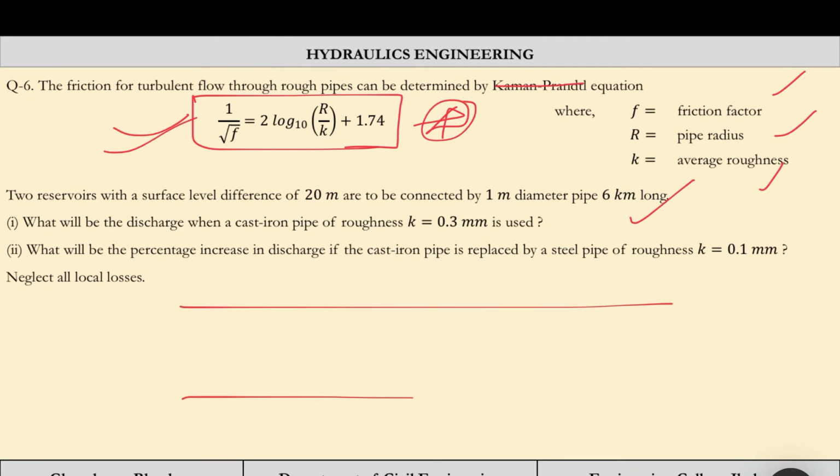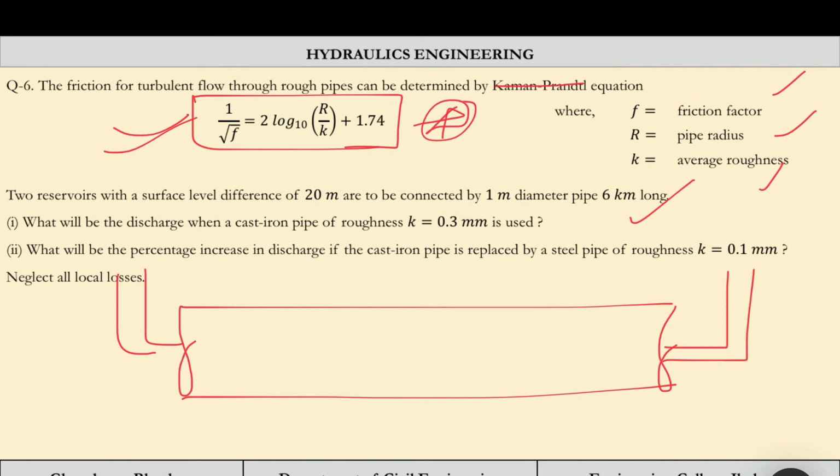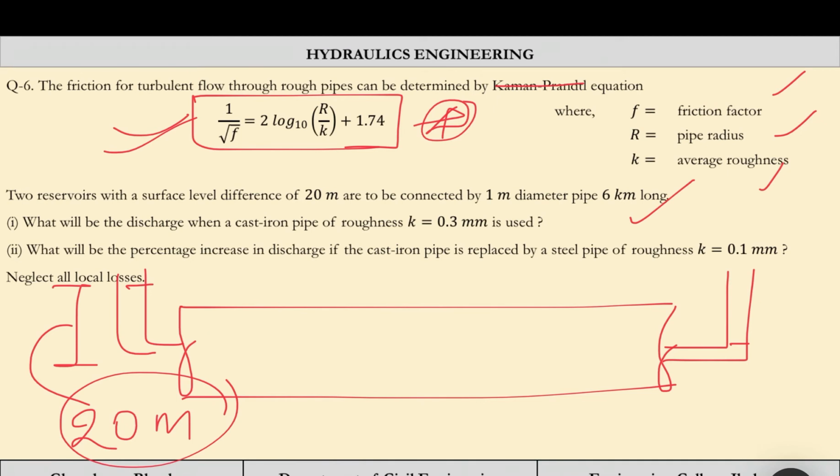So this is the pipe. Here if you see the piezometer, the difference is given as 20 meters, this loss is given as 20 meter over the length of this pipe during the flow. So at the starting, head is 20 meter more than the downstream end.